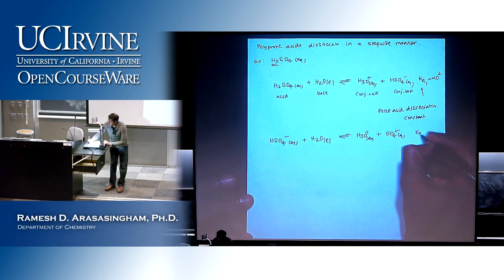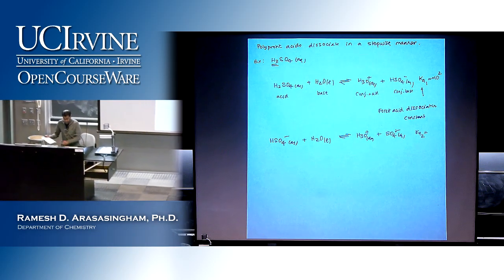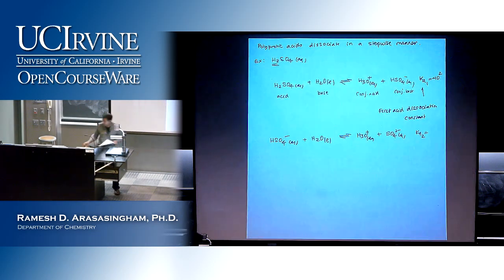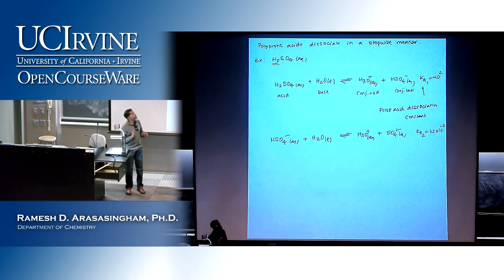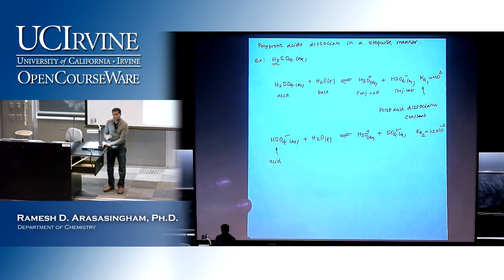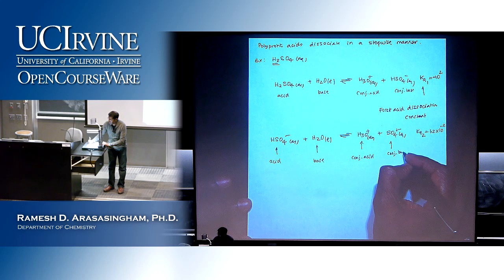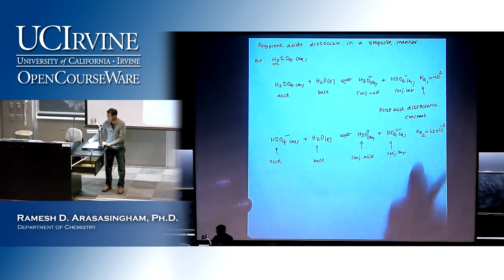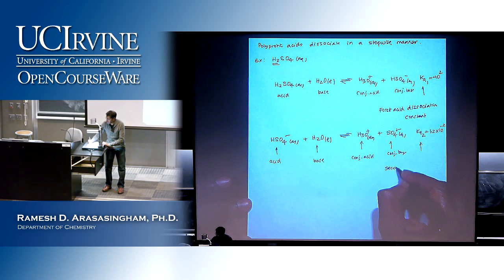Now, since this involves removing the second proton, we call that Ka2. And Ka2 turns out to be, and you can find these values in this table, and I will come back to that, but it turns out it is 1.2 times 10 to the negative 2. All right? And so for the second step, now this is the acid. This would be the base. And then for the reverse reaction, this would be the conjugate acid, and this would be the conjugate base. All right? And when this equilibrium is established, the equilibrium constant that corresponds to the second equilibrium is Ka2, and we call that the second acid dissociation constant.